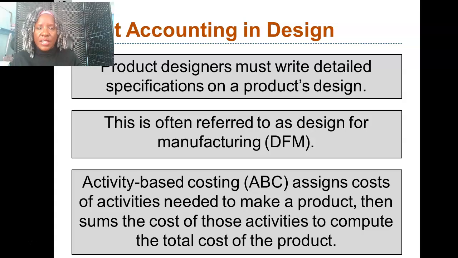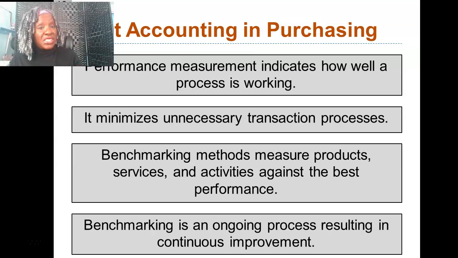Cost and design. How do we design our products? How do we put together specifications for a specific product design? And that is going to be designed for manufacturing. Again, ABC costing is a very big one because it really does break down costing by the activities, and you can truly see how things flow. So when we manage our accounting and our costs in accounting and purchasing, we want to make certain that the process is working well. So we want performance measurement.